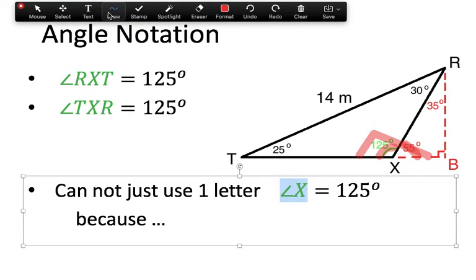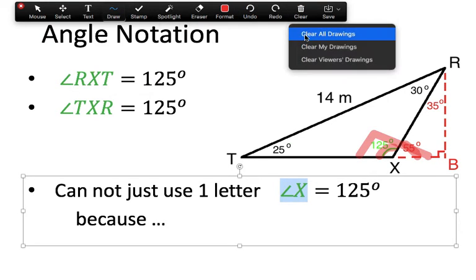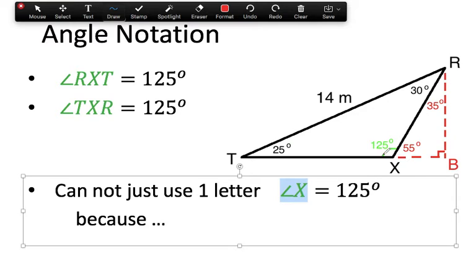Let me redo those 3 particular drawings. So if I say angle X, is it going to be this one? Is it going to be this one? Or is it going to be from here all the way to here?